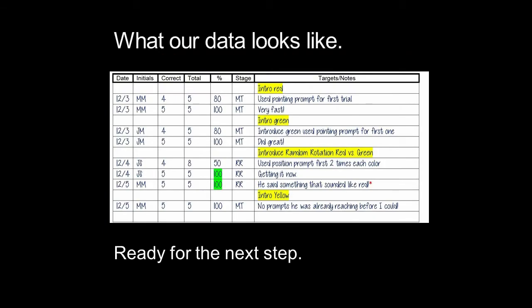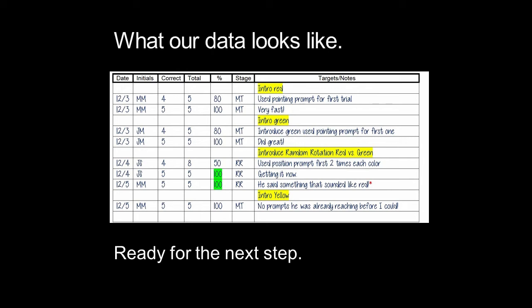Okay, here's what our data looks like so far. You can see that for our random rotation of green and red, it did take 3 separate trials. You can see the 2 that are highlighted in green that our master criteria has been accomplished because 2 different instructors got above 80% across 2 consecutive trials. Our student here even tried to verbalize red. This is a very good sign. Children who echo early instructions tend to do very well in our program.